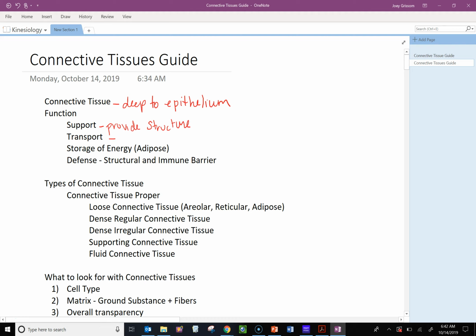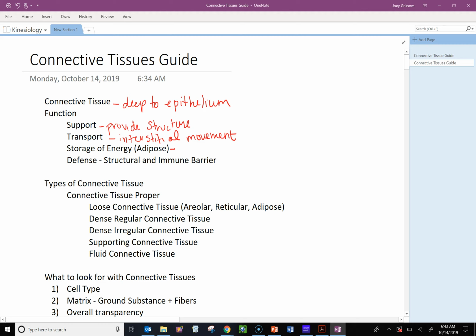Transport, so again, through our connective tissues we actually have a lot of interstitial movement of materials. Those are going to travel through the area between the cells, specifically through the matrix in our connective tissues. It's also there for storage of energy, specifically adipose. We use it not only to store energy, but in humans, for example, as a means of insulation to help limit heat loss.